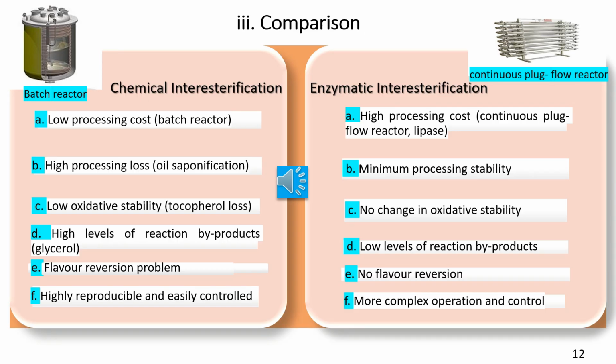How can we compare chemical interesterification and enzymatic interesterification? The chemical interesterification requires low processing cost and is done in a batch reactor.